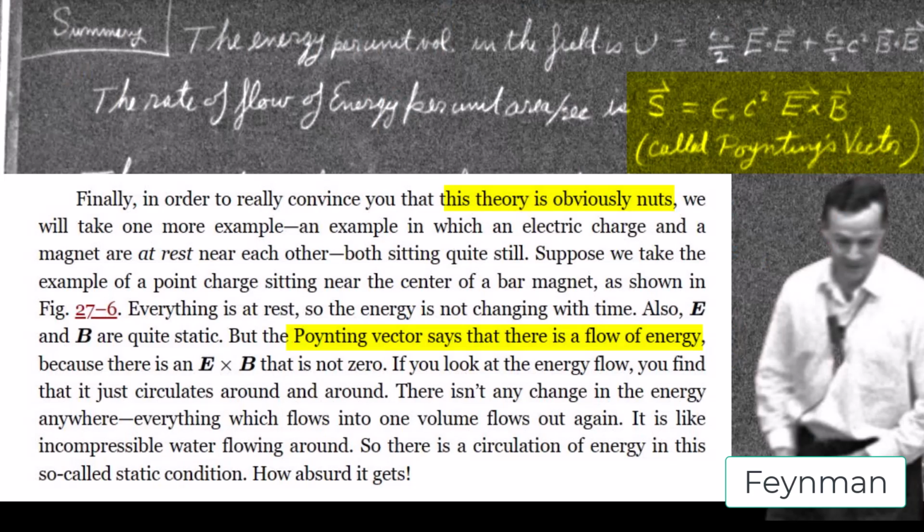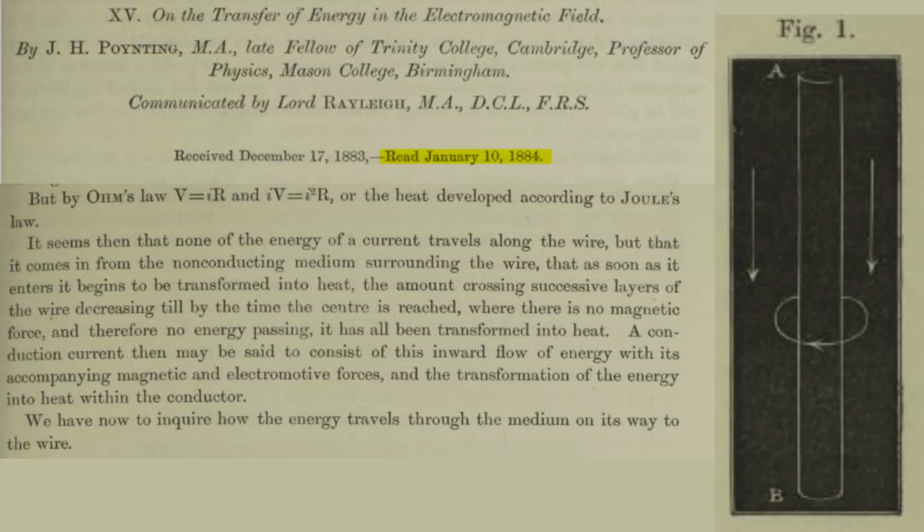In fact, Faraday made up the whole idea of electric fields specifically because conductors shield you from static charges. In addition, Richard Feynman said that this theory of the Poynting vector is obviously nuts in his 1962 lectures in physics, which it is. I mean, check out the word salad that John Henry Poynting said about energy in DC circuits in his seminal paper of 1884. And keep in mind, heat is a form of energy.